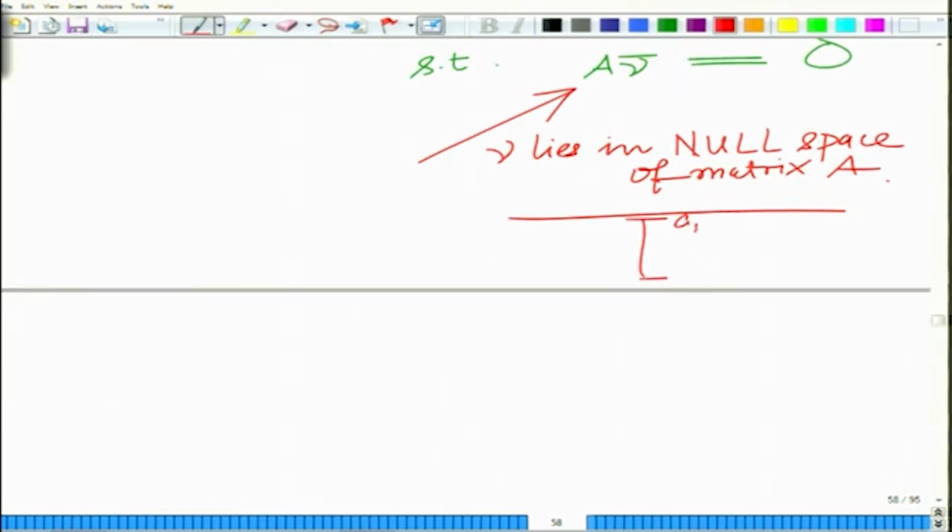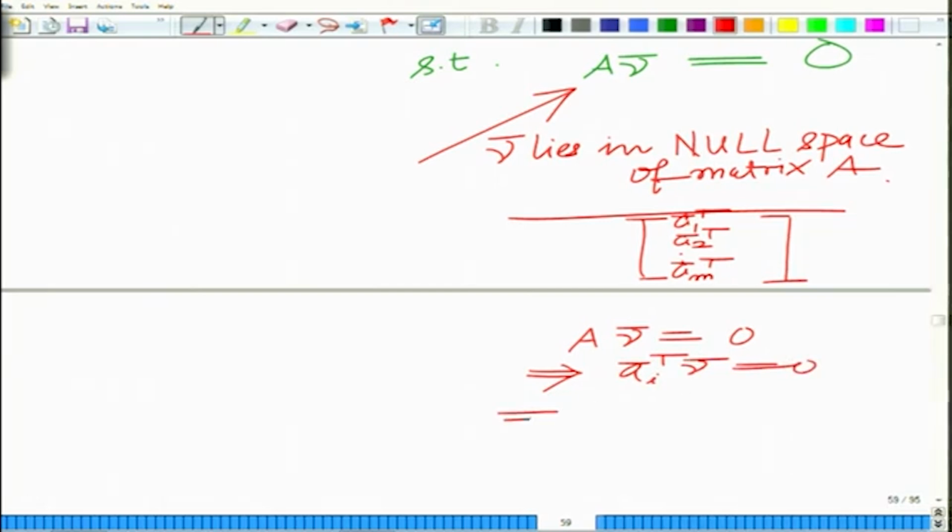You can see basically what A is. A is A1 bar transpose, A2 bar transpose, up to Am bar transpose. So, A nu bar equal to 0 implies basically each ai bar transpose nu bar equal to 0, which means basically nu bar is orthogonal to each ai bar. So, nu bar lies in the null space of the matrix, alright.